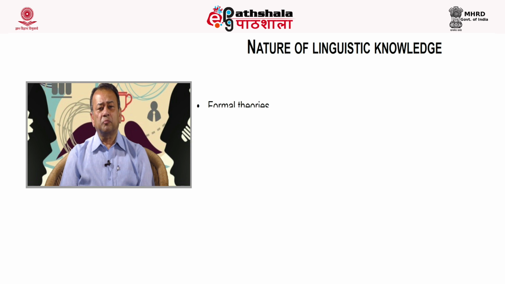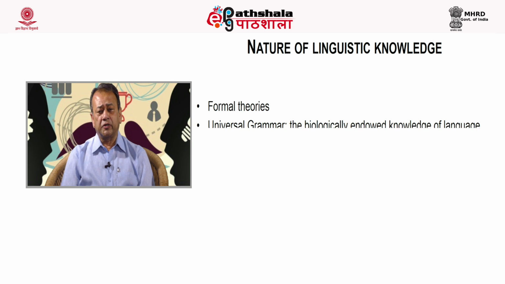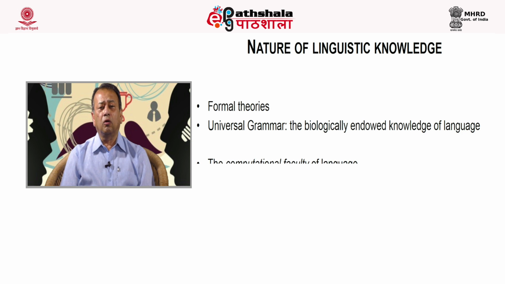The second point of difference between formal and functional theories of language is the nature of linguistic knowledge assumed by them. The nature of linguistic knowledge assumed by the formal theories of language is that which is found common amongst all languages. The term that has been used is universal grammar. It is the biologically endowed faculty of language that all human beings share. That is the goal of study in formal linguistics. What is the nature of this knowledge? How does it come about? How does it grow, etc.?